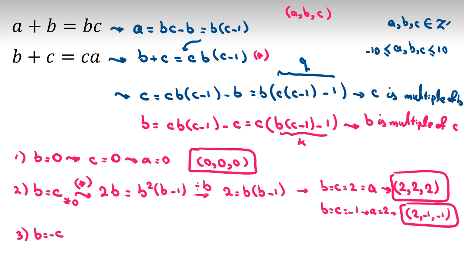Let's consider the third case. B is equal to negative C, not 0. Again, if we replace in star, B plus C will be 0. The right-hand side is C times B times C minus 1. We've checked the case where one of them is 0. Now we know B, C are not 0, so C minus 1 is 0. So C is 1, B is negative C, so B is negative 1.